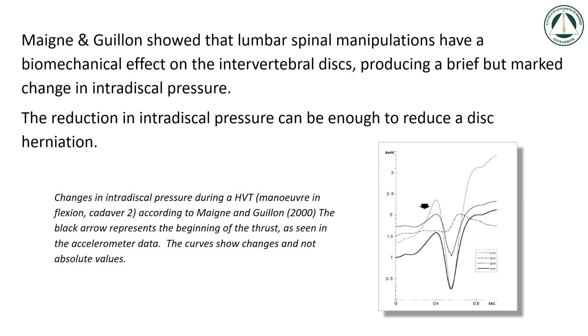The diagram indicates changes in intradiscal pressure during a HVT maneuver in flexion, cadaver 2, according to Main and Guion. The black arrow represents the beginning of the thrust, as seen in the accelerometer data. The curves show changes and not absolute values.